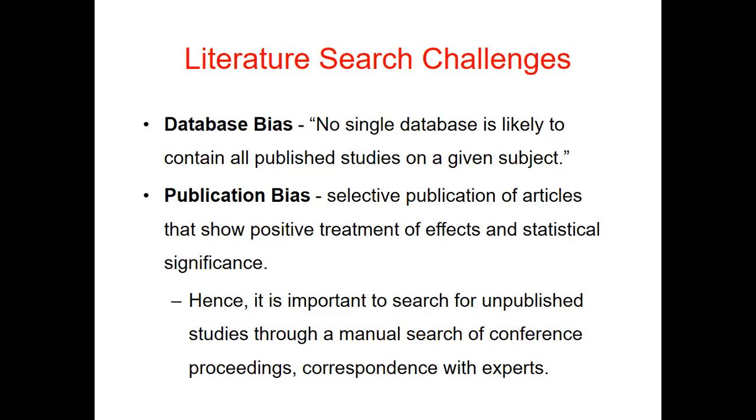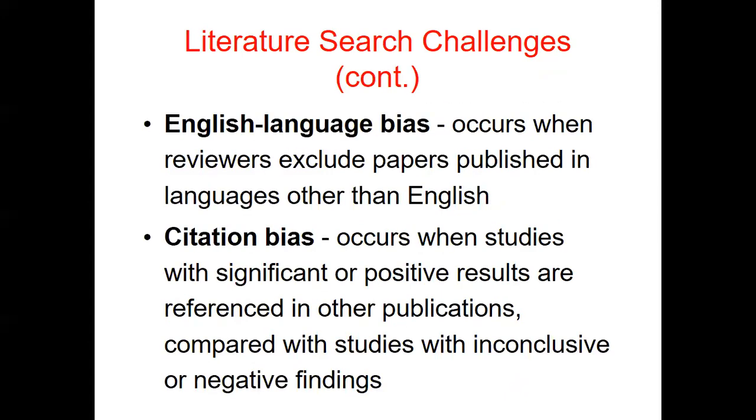So it's important also to look for unpublished studies through manual search and other means in order to reduce the publication bias. Okay? And then English language bias might occur, for example, if you're only searching articles from English-speaking publishers. There are citation biases. This one occurs when studies with significant or positive results are referenced in other publications, compared with studies with inconclusive or negative findings, okay? So you may have that bias also.